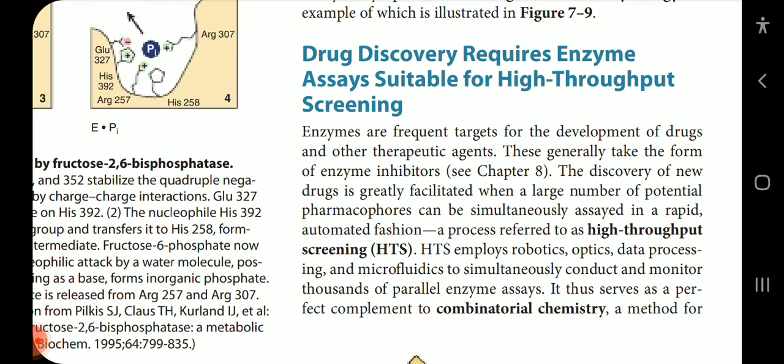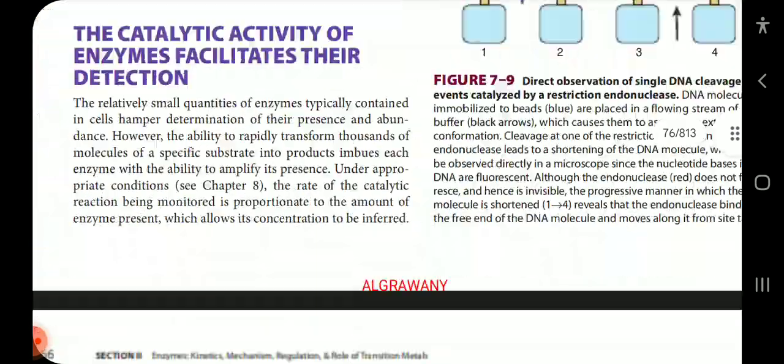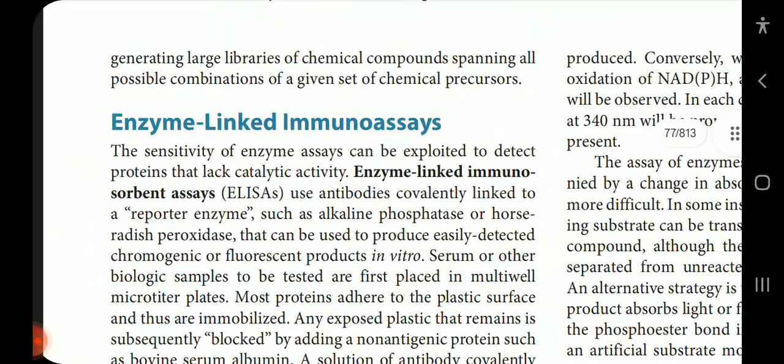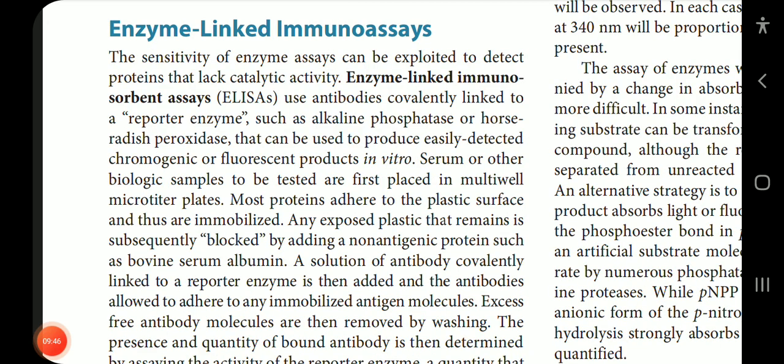HTS employs robotics, optics, data processing, and microfluidics to simultaneously conduct and monitor thousands of parallel enzyme assays. It thus serves as a perfect complement to combinatorial chemistry, a method for generating large libraries of chemical compounds spanning all possible combinations of a given set of chemical precursors.